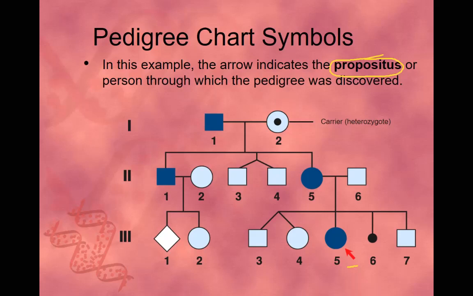When we go to generation 3, we look at individual 3-1, and we see a diamond. Do you remember what the diamond represents? Good. So this means unknown gender. So we don't know if it's male or female for various different reasons.